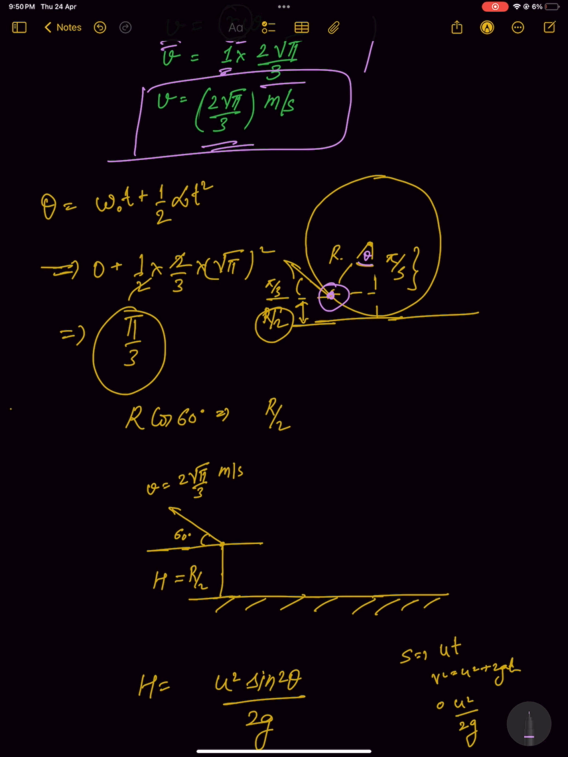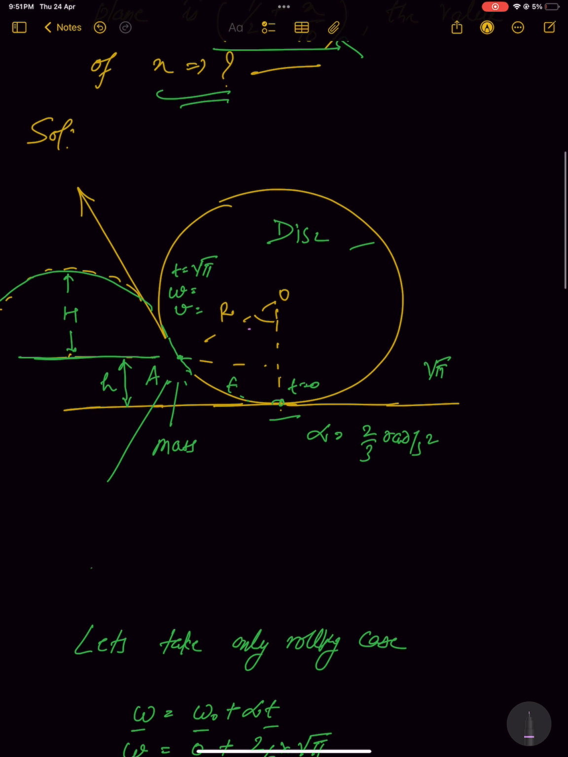So we have to find the total theta traveled by the disk, or the total theta subtended when the disk rolls on the surface. Theta is equal to omega naught t plus half alpha t square. This is the formula. Omega naught t is 0 as it starts at time t equals 0, so initial omega is 0. Putting the values, we get theta equals pi by 3.